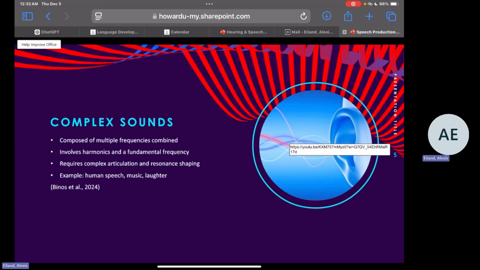Complex sounds. Complex sounds are composed of multiple frequencies combined, or multiple pure tones combined. Complex sounds involve harmonics and a fundamental frequency. Complex sounds require complex articulatory movement and resonance shaping. Examples include human speech, music, and laughter. These sounds are critical for natural communication, encompassing speech and environmental sounds.